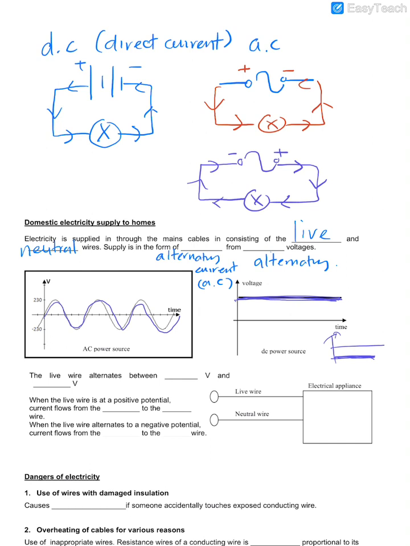Like what I just said, the live wire alternates. For Singapore it is plus 240 volts and minus 240 volts, alternating between these values. If you go to the US, it is not 240. Or you go to Taiwan, it's also not 240. Japan, all is 240. Korea also 240. Sentosa also 240. US is 110.